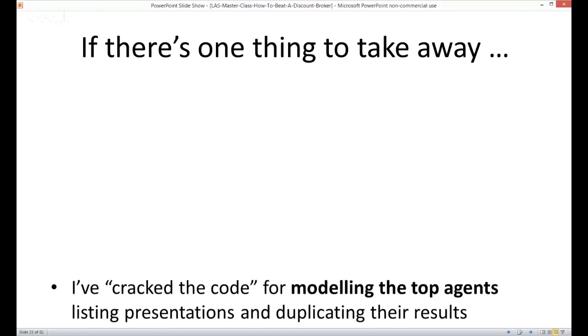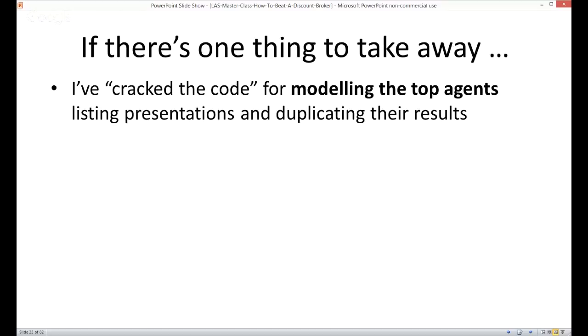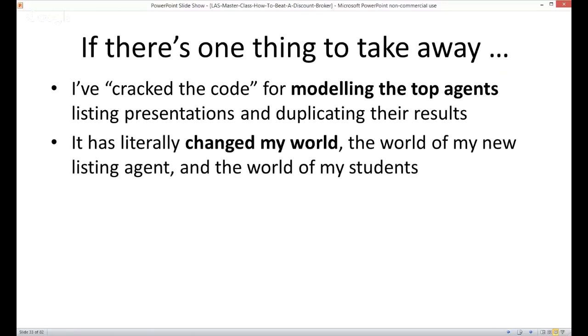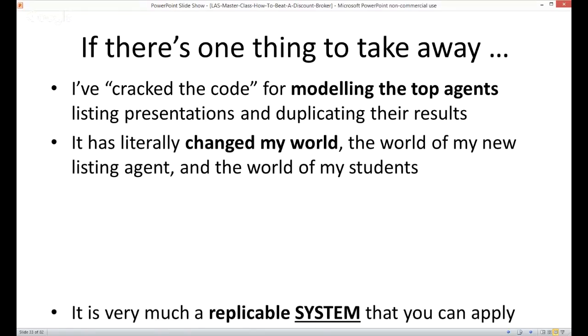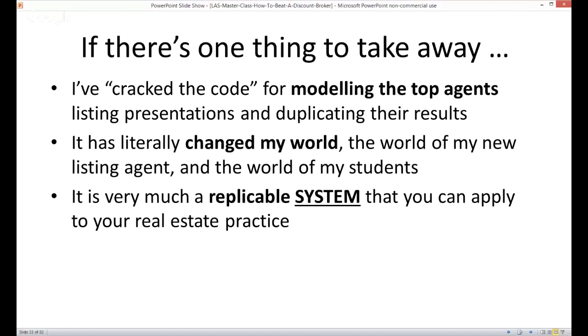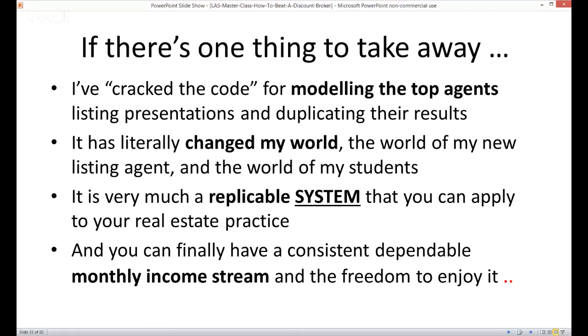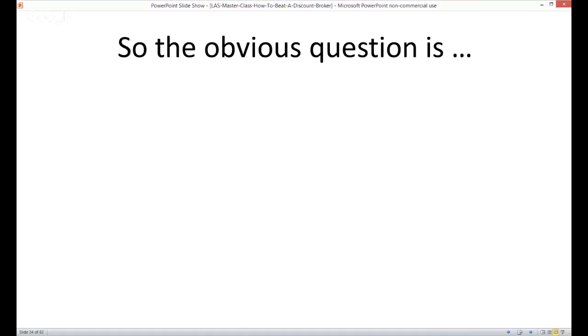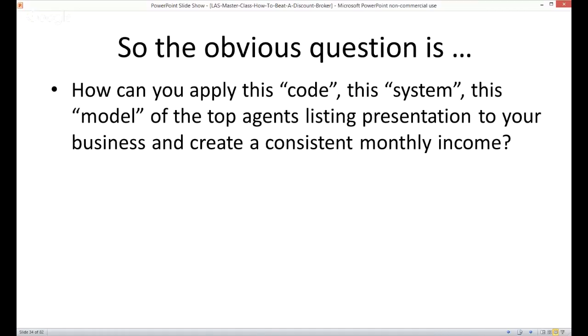Well, if there's one thing to take away from today, it's that I've cracked the code for modeling the top agent listing presentations and duplicating their results. It has literally changed my world, the world of my new listing agent, and the world of my students. It's very much a replicable system that you can apply to your real estate practice, and you can finally have a consistent, dependable monthly income stream and the freedom to enjoy it. So the obvious question is, how do you apply this code, this system, this model of the top agent listing presentations to your business and create a consistent monthly income?